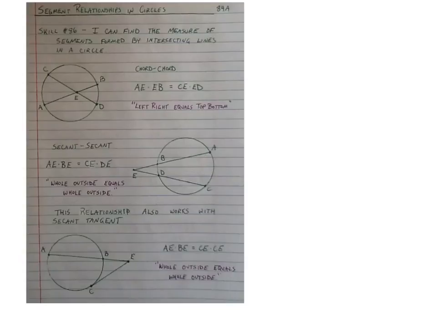So if we were to come up with some examples here, if this was 6 and this was 4 and this was 8, we'd say 6 times 4 is 24 equals 8 times what? And we find that ED is 3, because 8 times 3 is 24 and 6 times 4 is 24.